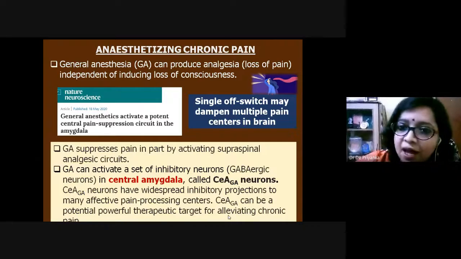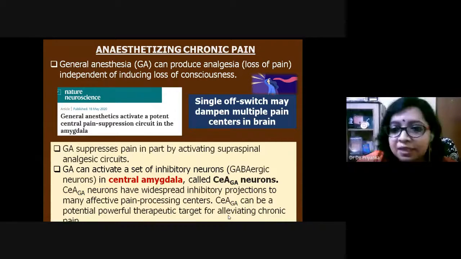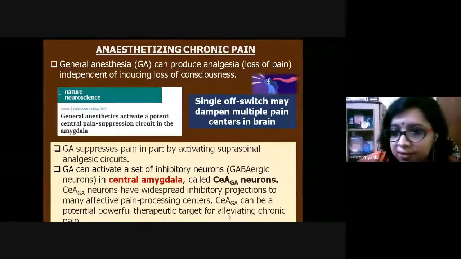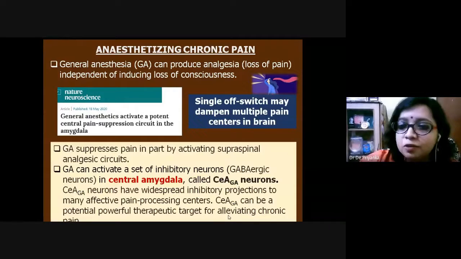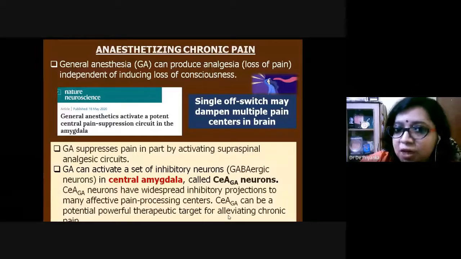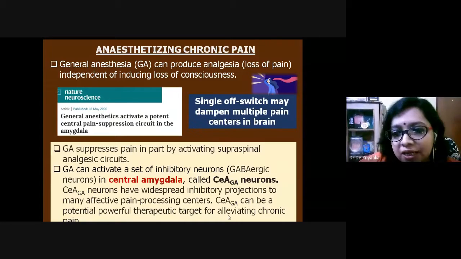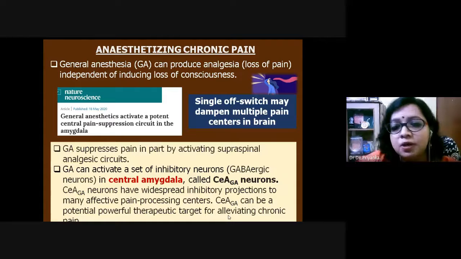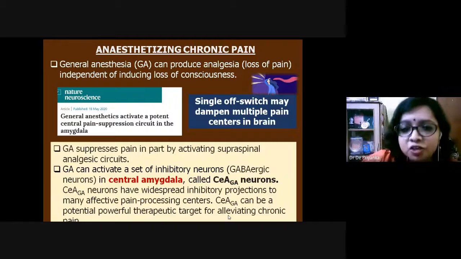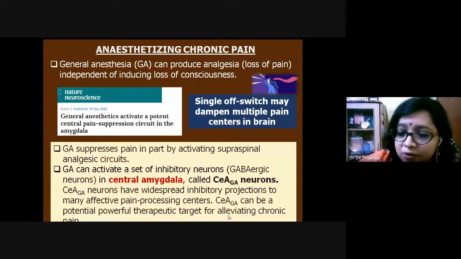So the general anesthetics are known to modulate the pain. I'm talking about the chronic pain as well as the pain due to a particular surgery. That is through a central pain suppression circuit in the amygdala. Please remember here, the amygdala is an important structure of the limbic system, which is related to fear sensitivity. So if the amygdala is on, you are too much in fear. Here a lot of inhibitory neurons are being activated in the central amygdala due to the general anesthesia, as a result of which we have lesser and lesser pain sensation during anesthesia. So this is a concept which was introduced in 2020, which showed that the CeA neurons, the central amygdala neurons, could be a potential powerful therapeutic target for diminishing chronic pain in a number of patients. So this was an important discovery recently.